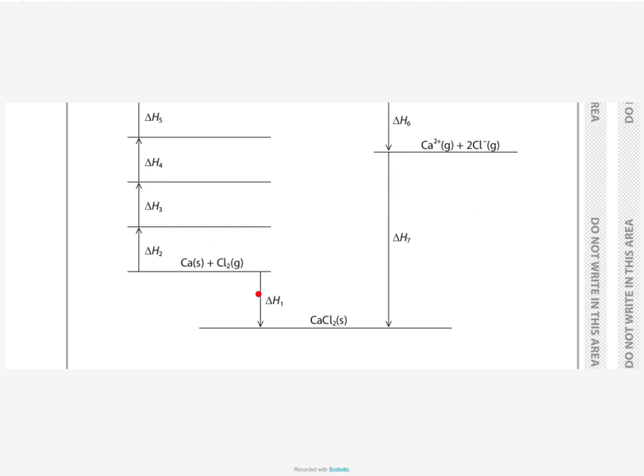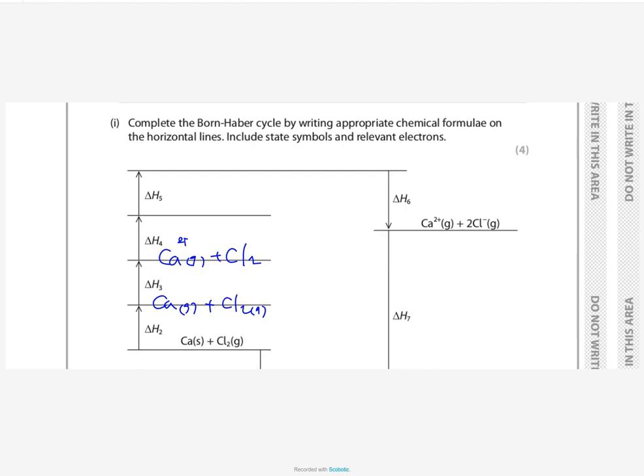First is formation. This is lattice energy. What is this? Atomization of calcium. What is this? Ionization of calcium, first ionization. And the next one is the second ionization. This is step by step, not at once. There are two electrons here, not just one. You atomize the chlorine, giving calcium 2+ and 2 Cl, and then you add two electrons to chlorine.